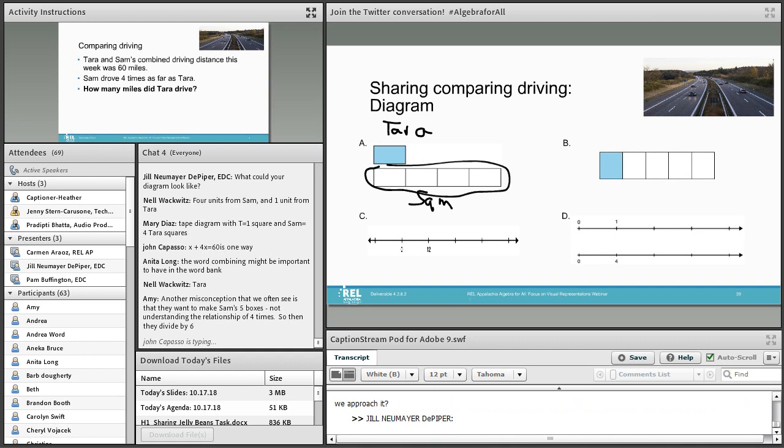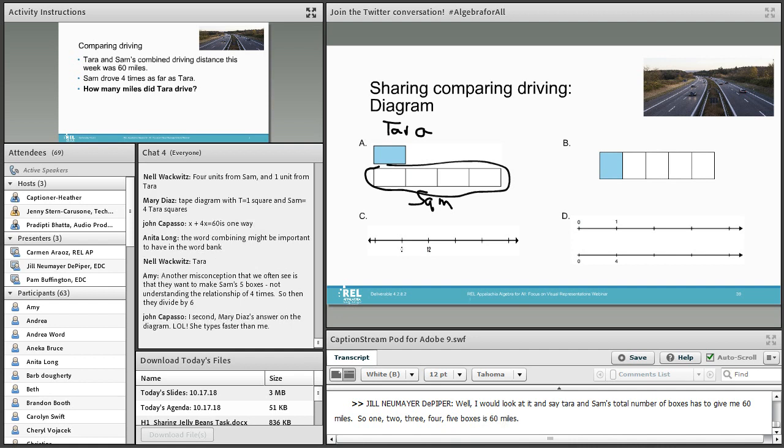How might we approach that? Well, I would look at it and say Tara and Sam's total number of boxes has to give me 60 miles. So 1, 2, 3, 4, 5 boxes is 60 miles. So then 1 box would be 12.